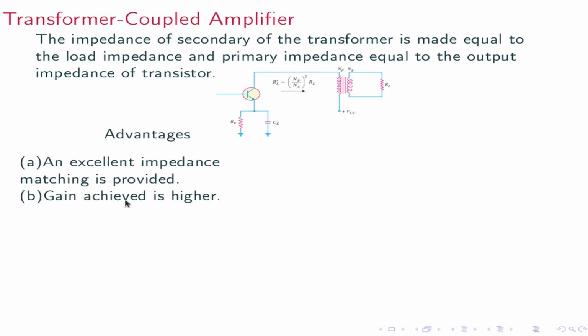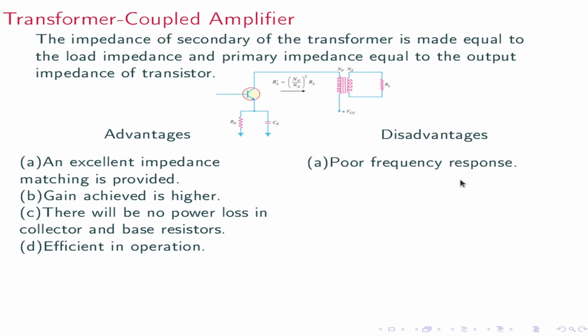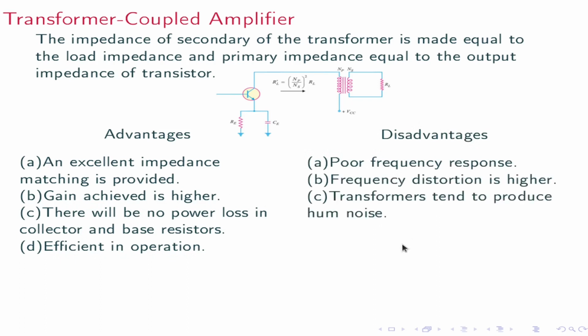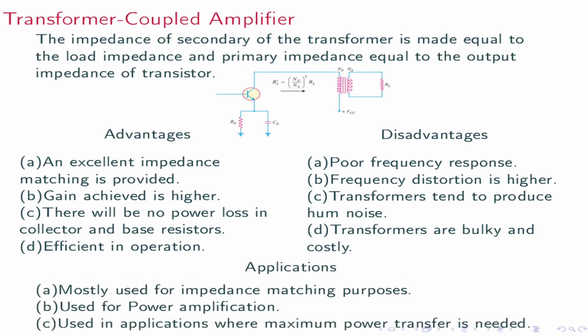Its advantages are excellent impedance matching, high gain, no power loss in collector and base resistors, and efficient operation, but it has poor frequency response. Frequency distortion is higher. Transformers tend to produce hum noise. Transformers are bulky and costly. Its application: mostly used for impedance matching purposes, used for power amplification, and used in applications where maximum power transfer is needed.